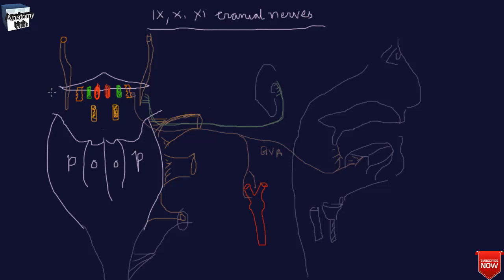The special sensory fibers provide taste sensation to the posterior one-third of the tongue, which is carried by this 9th cranial nerve.